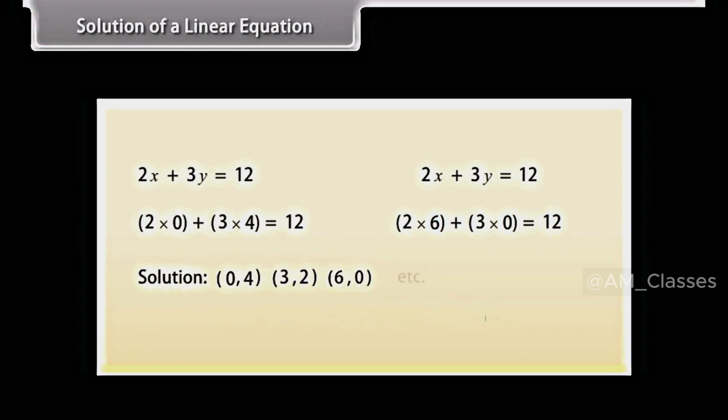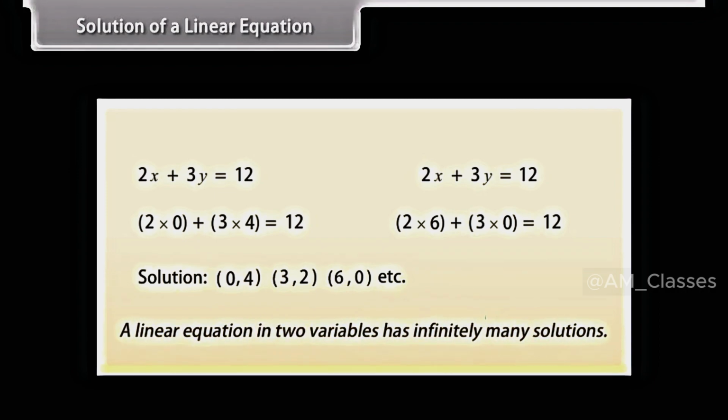Similarly, many other solutions can be taken from this single equation, and there is no end to different solutions of a linear equation in 2 variables. Therefore, we can say that a linear equation in 2 variables has infinitely many solutions.